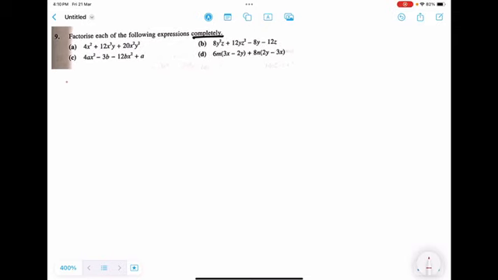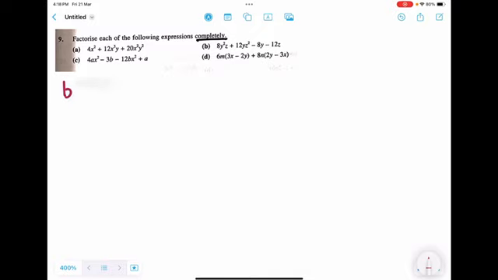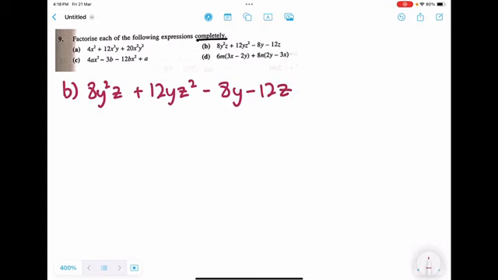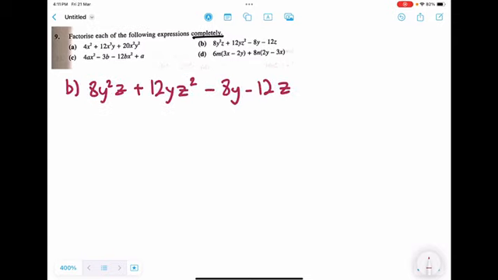Let's move on to question B. Now, B wants us to factorize 8y squared z plus 12yz squared minus 8y minus 12z. Now, looking at my numbers, I see that I have 8, 12, 8, and 12. So immediately I know that, hey, I can factorize out 4. But before that, I want to look at my algebra terms. I can take out 4 from all of this, but can I take out an algebra term as well? I have y squared over here, y, but I don't have a y over here. I have z over here, z squared, z over here, but I don't have any z over here.